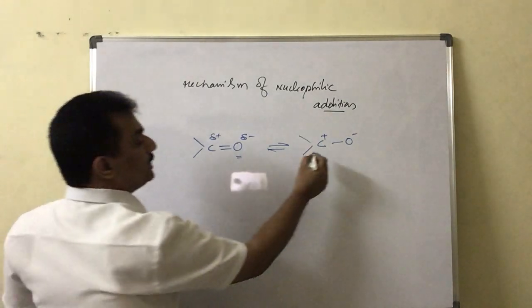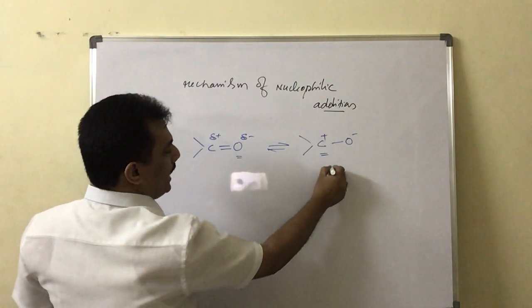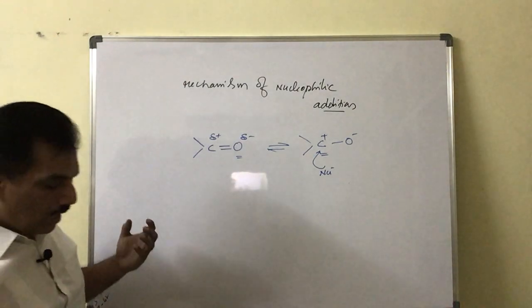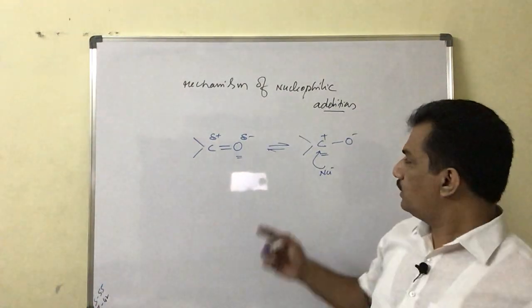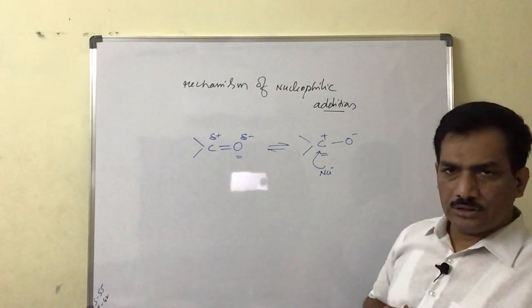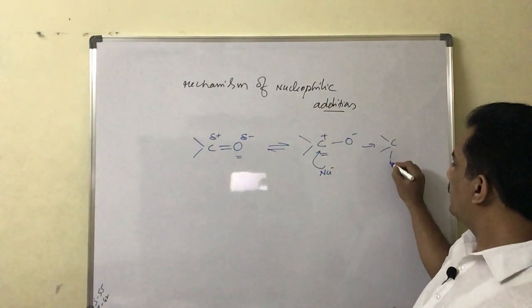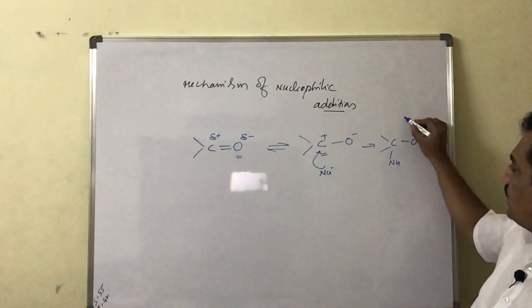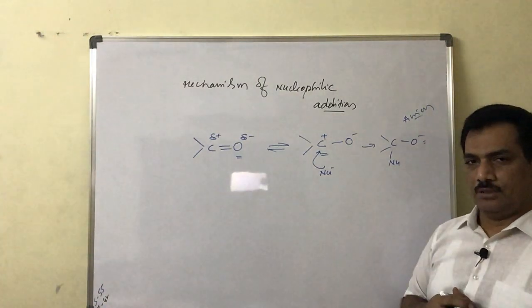Clear? And now this carbocation, that is carbon with positive charge, is attacked by the nucleophile. Our interest is why this nucleophile attacks here, and why not an electrophile attacking on oxygen. When the nucleophile attacks on this, the product formed is Nu-C-O minus. It is an anion, not a carbanion. In this, if you observe, the negative charge is present on the more electronegative oxygen.